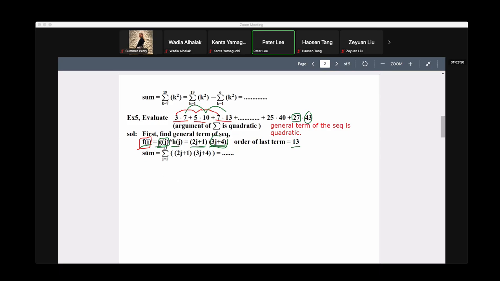Now we can set it up. The sum is equal to this expression right here. This is not yet the summation notation. To actually get the sum, you have to expand it, split the sigma, apply those formulas, and then you can get the sum.